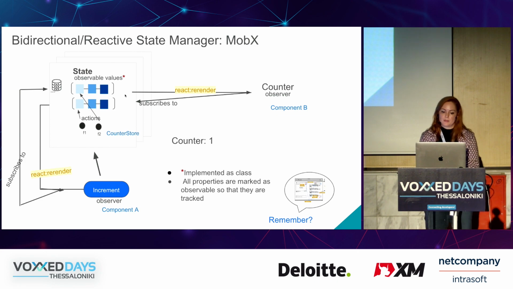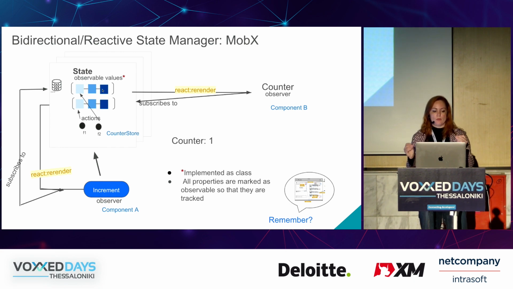What are observables? Each line here is an observable. An observable is a stream of data. You can see it's a stream of data, and this data that you see here is happening over time, not simultaneously.